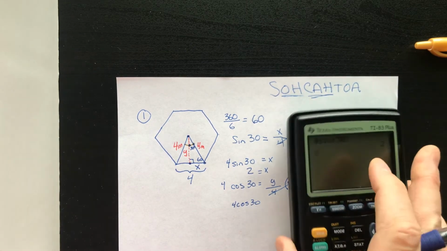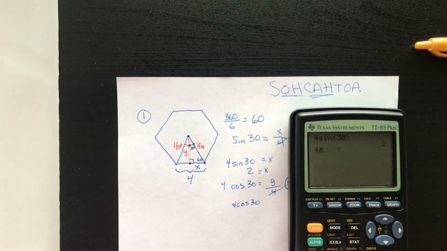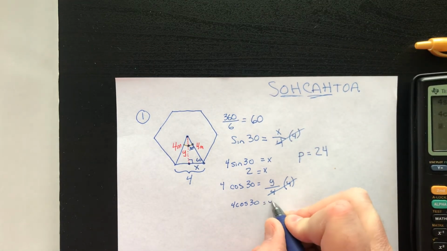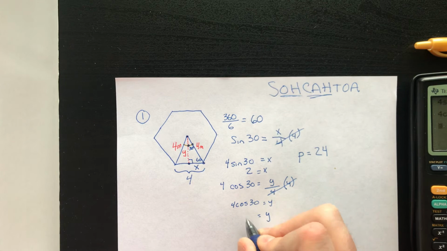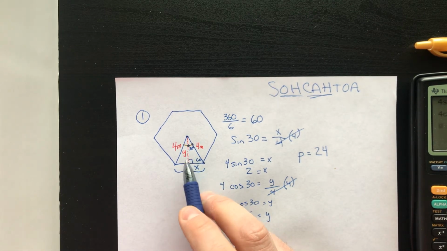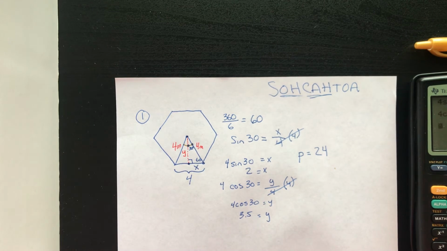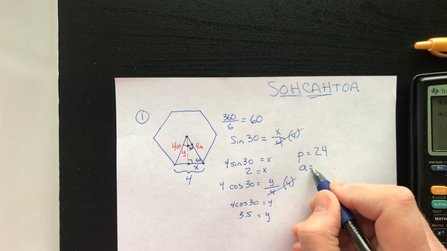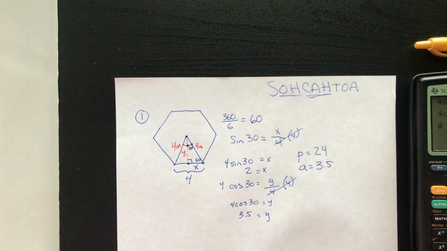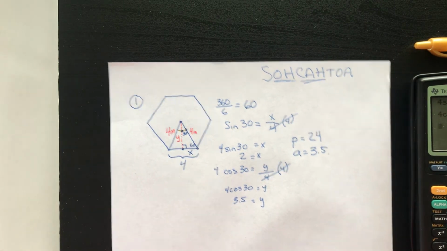I go to my trusty calculator. 4 cosine of 30 degrees. I have 3.46. We're just going to call that 3.5. So y is equal to 3.5. And 3.5, that would be my opposite. So my opposite is equal to 3.5. I have now every piece of information that I need to solve this problem.